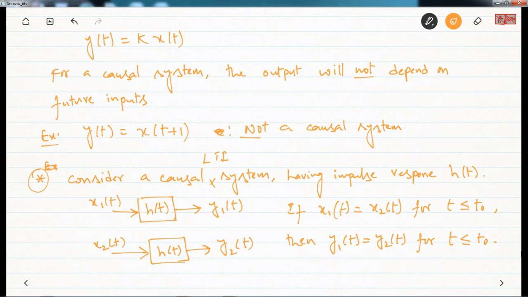Why? This property is very simple to understand. We are saying that h of t is a causal linear time invariant system.